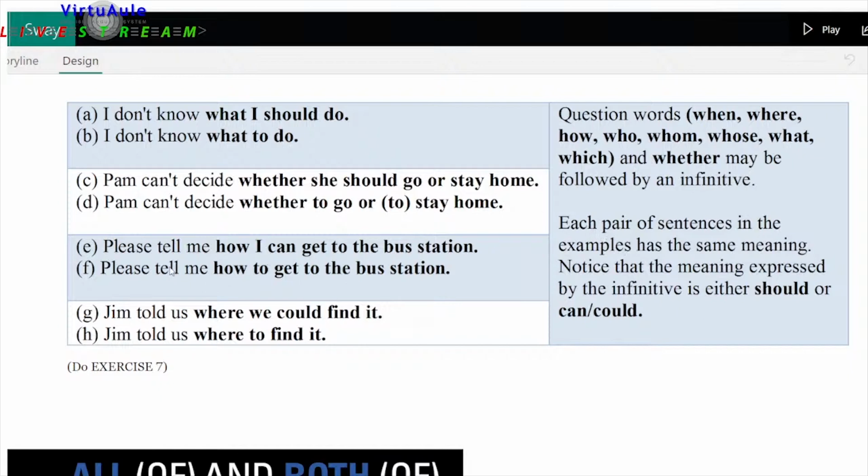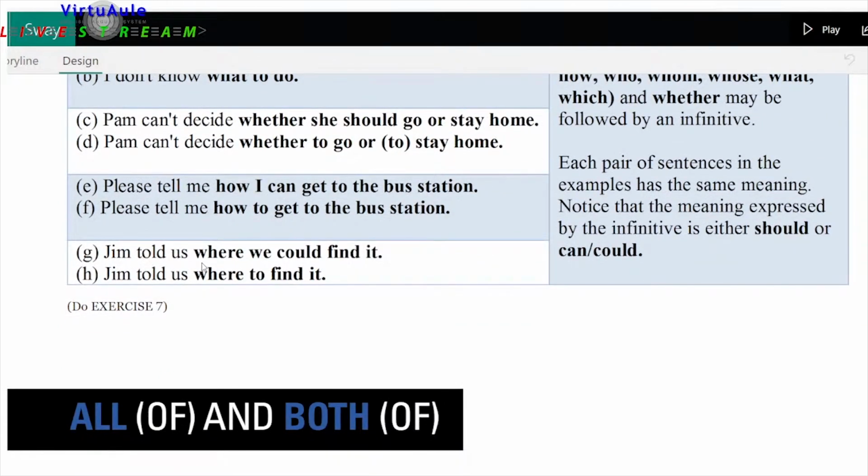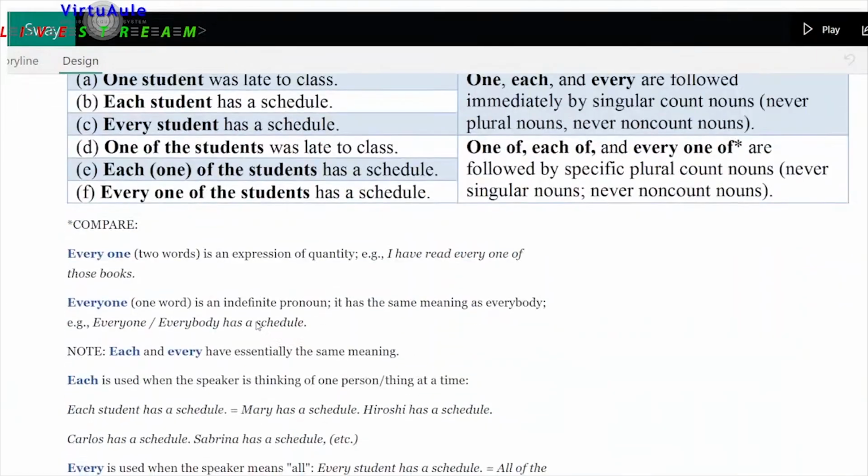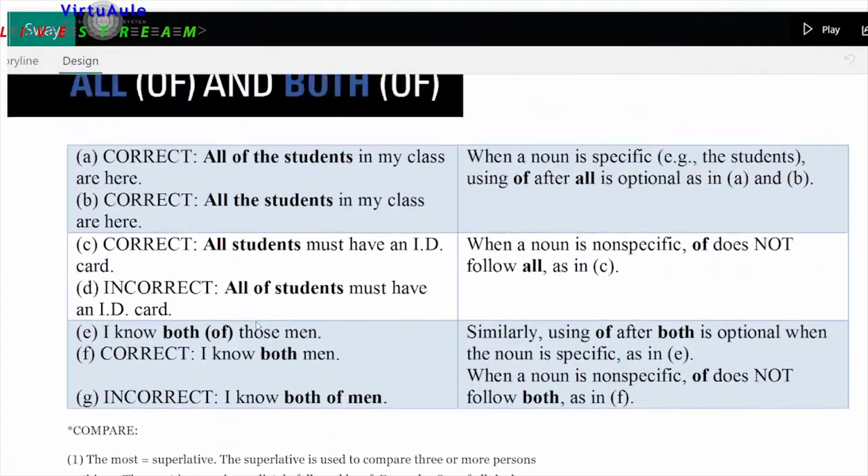Notice that these are the same. Jim told us where we could find it. Jim told us where to find it. Okay, you can do exercise 7 if you have access to that. All right, let's look at all and both.